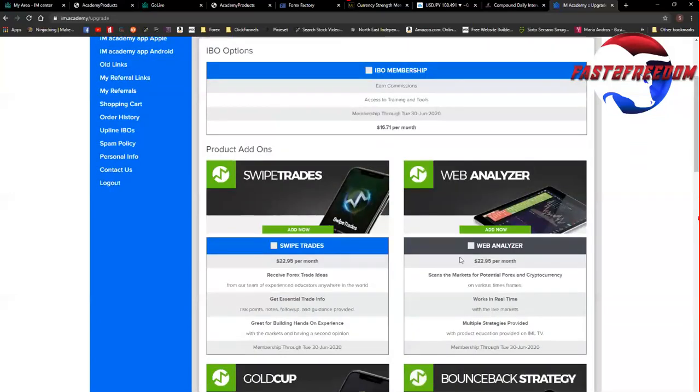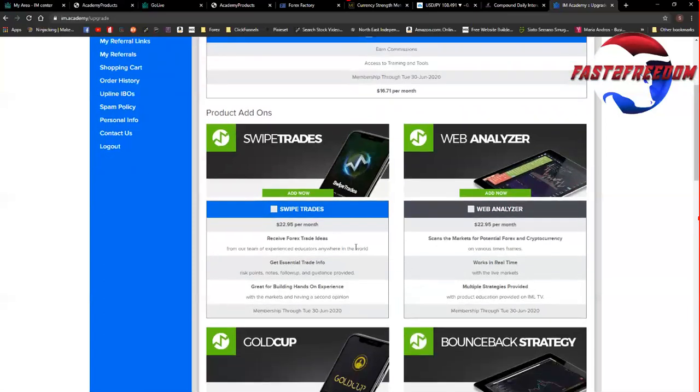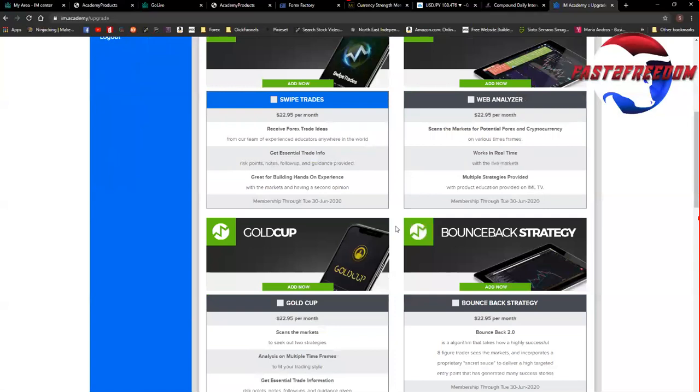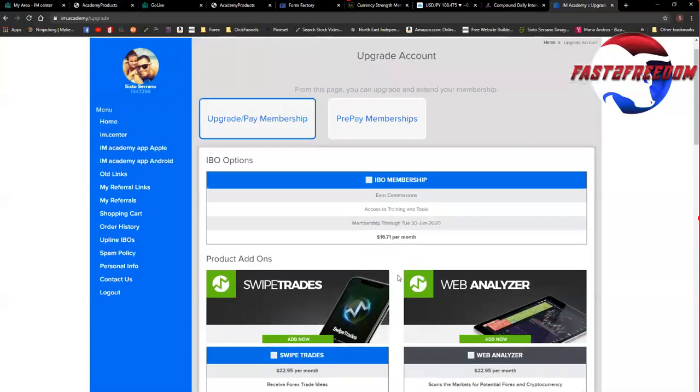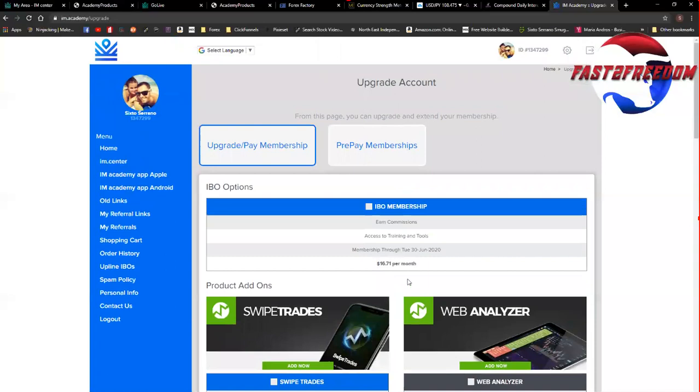Web Analyzer. When I first started, the first apps I started using were the Swipe Trades and Web Analyzer. I really don't have anything bad to say about them. They're good strategies and they work pretty well, but it just wasn't for me. It wasn't my type of style of trading. Actually, I didn't even know my style of trading until, I want to say, six months into learning how to do Forex.